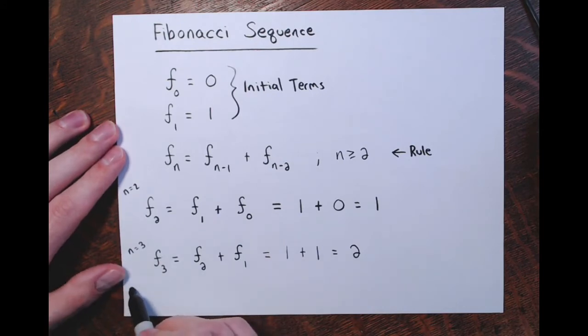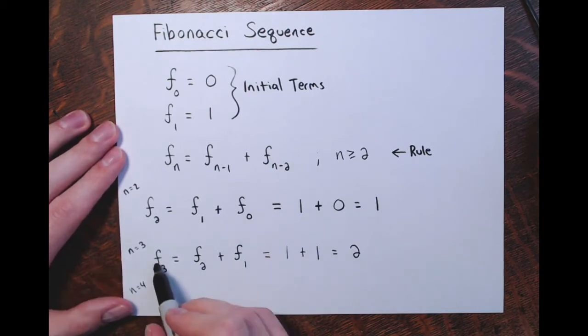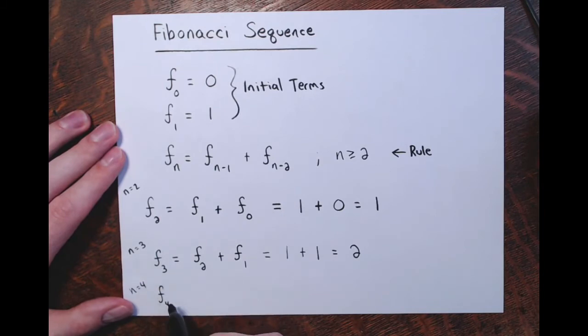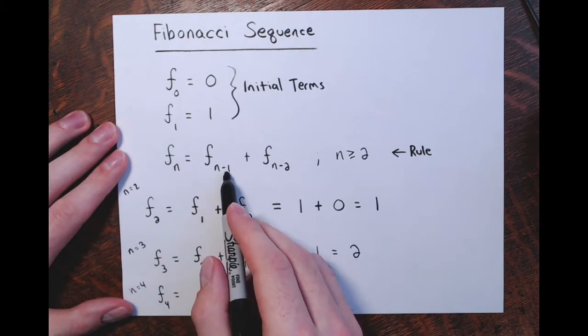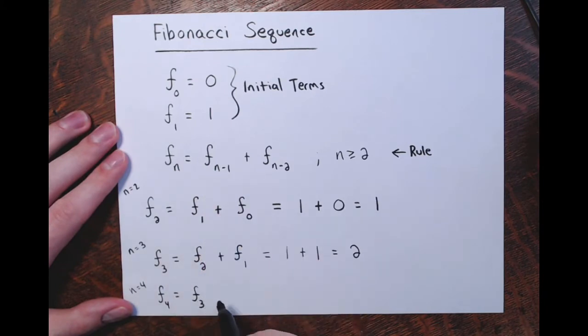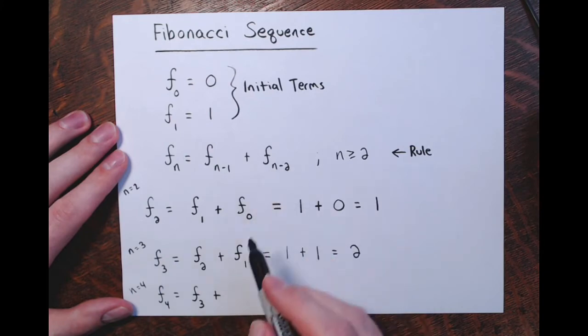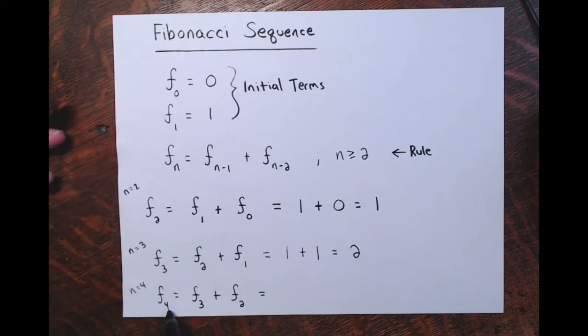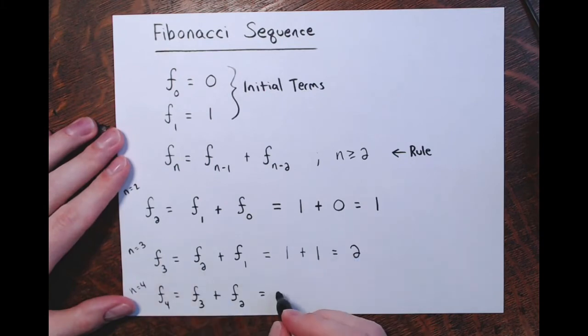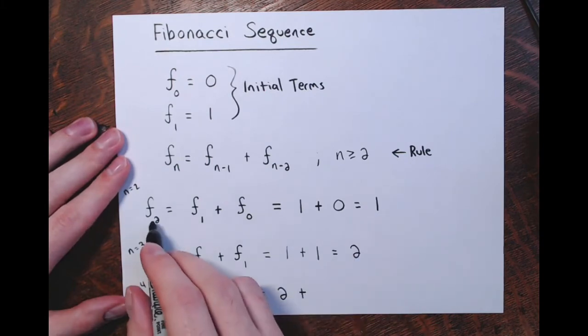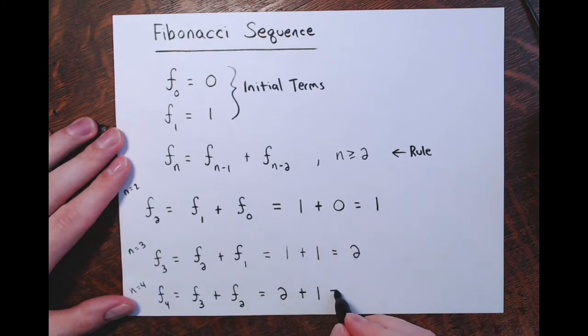And I'll do this one more time here. So for n equals 4, to get the fifth term, f sub 4 here, just go through the rule, replace all the n's with 4. So f sub 4 minus 1, so f sub 3, plus f sub 4 minus 2, f sub 2. So this f sub 4 is the previous term plus the term before that. So f3 we found was 2, and f2 we found was 1 from this line. And 2 plus 1 is 3. And I can do this forever.